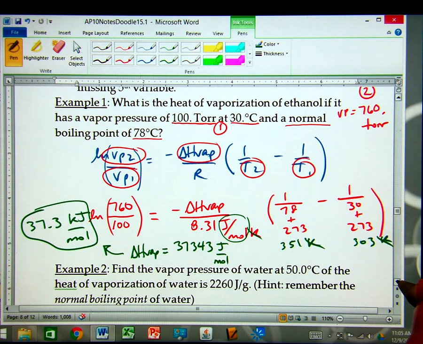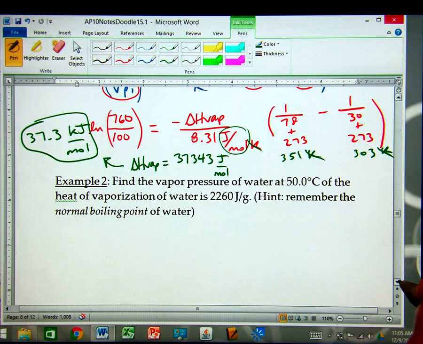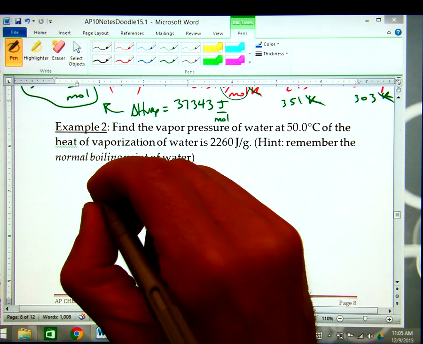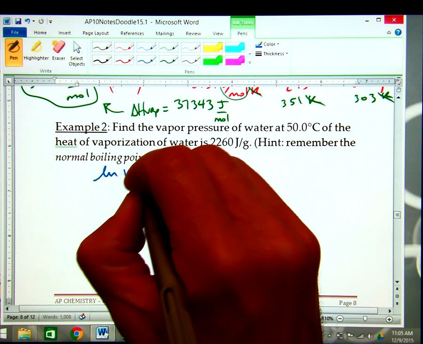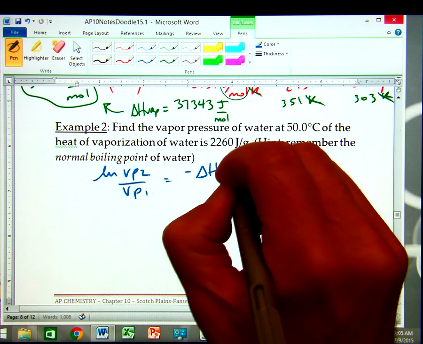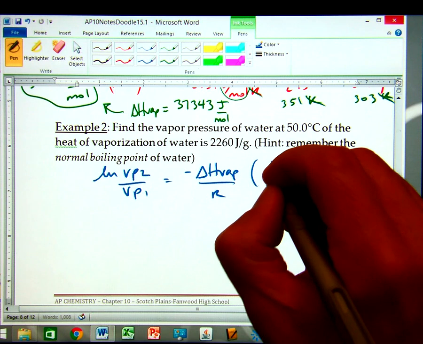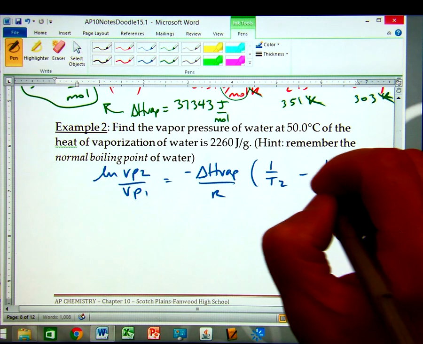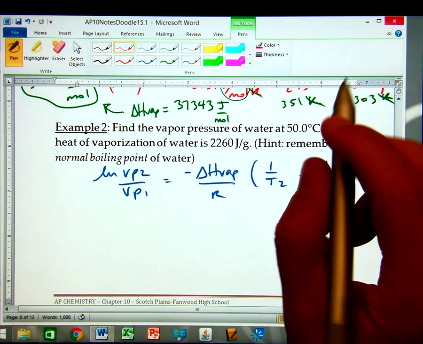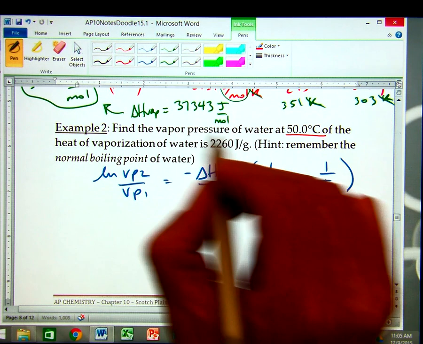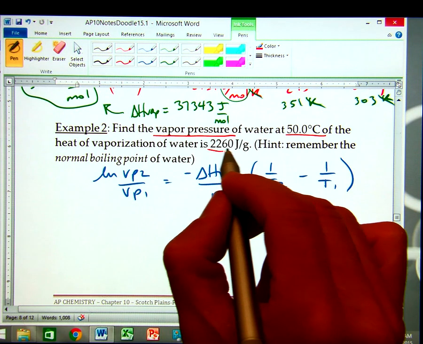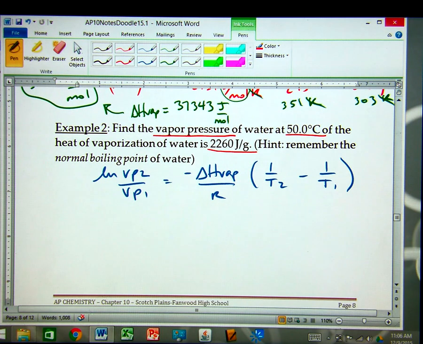Now we're going to look for the vapor pressure of water at 50 degrees. So again, we're going to use our regular setup here of ln Vp2 over Vp1 equals negative HVAP over R times 1 over T2 minus 1 over T1. Again, look for what they tell you in the problem. They're giving you one temperature here, and they're asking for the vapor pressure, so that's going to be your unknown. And they're giving you the heat of vaporization of water, but it seems like they're not giving you enough information.